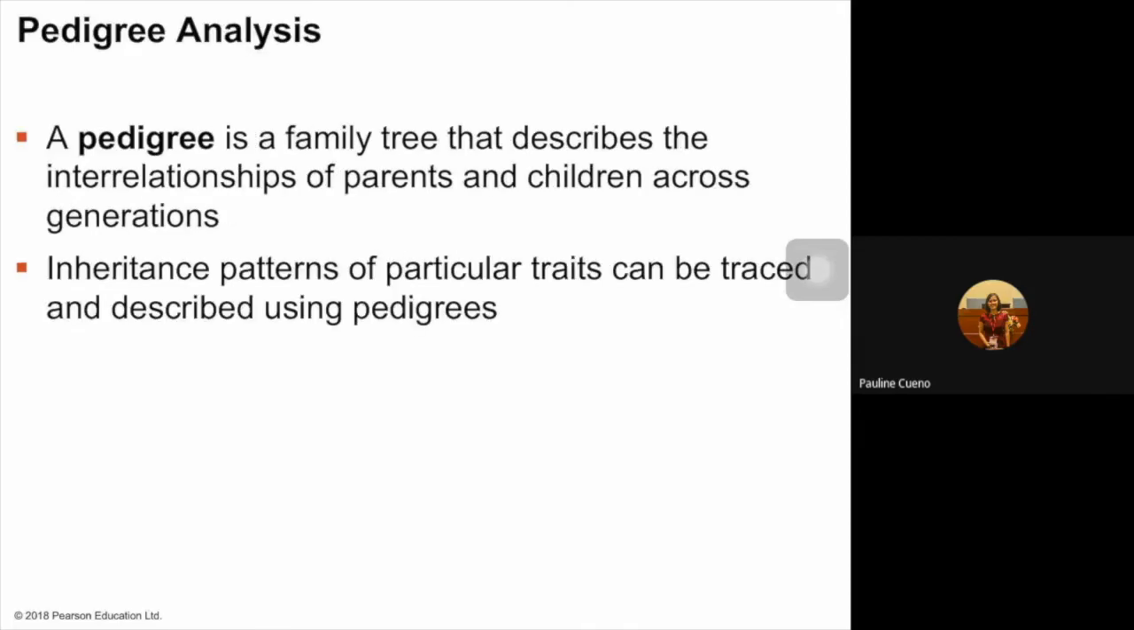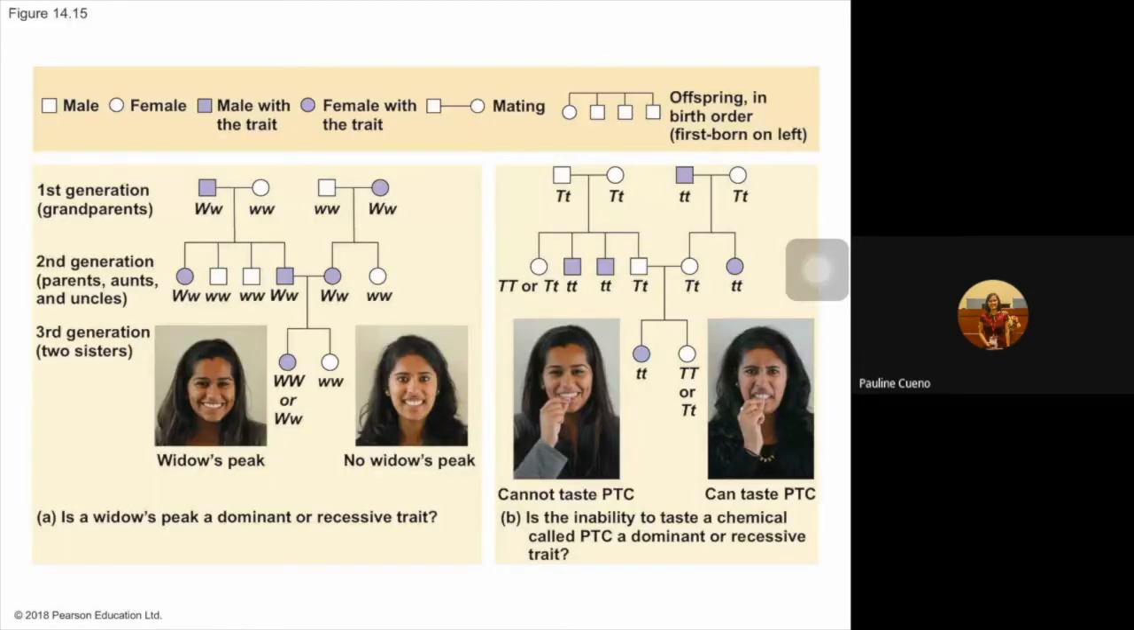Pedigree analysis. So sa pedigree analysis, this is a family tree that describes the interrelationship of parents and children across generations. So inheritance patterns of particular traits can be traced and described using pedigrees. Ito yung ginagamit kalimitan ng mga genetic counselors for them to map out yung inheritance sa inyong family. Okay? So sa pedigree, you will be able to see some symbols. Kapag square, male po, unshaded, circle, pang female. And then, as I have said earlier, pedigrees can be used to trace a specific trait.